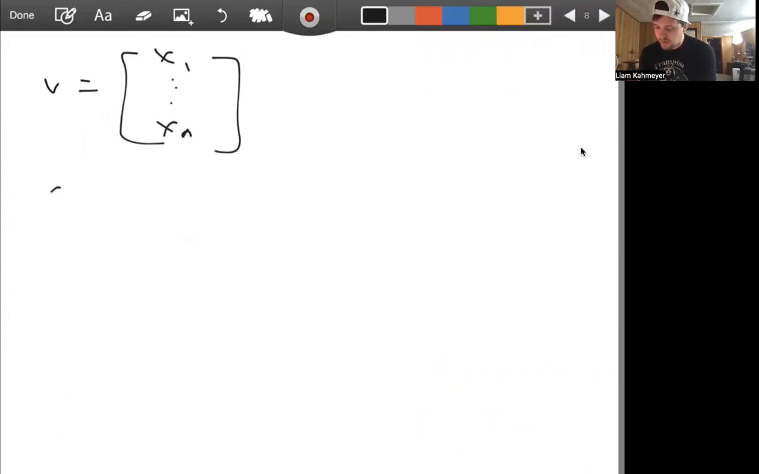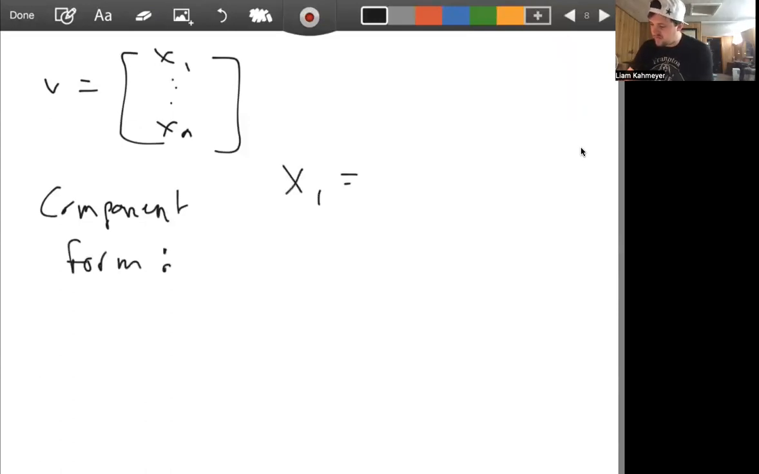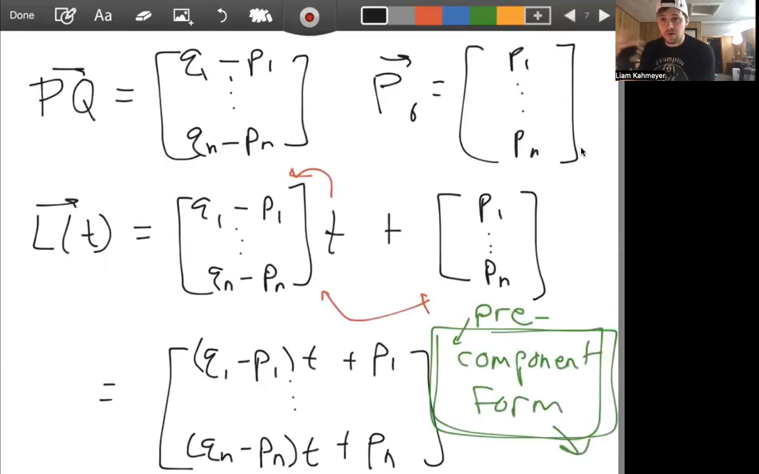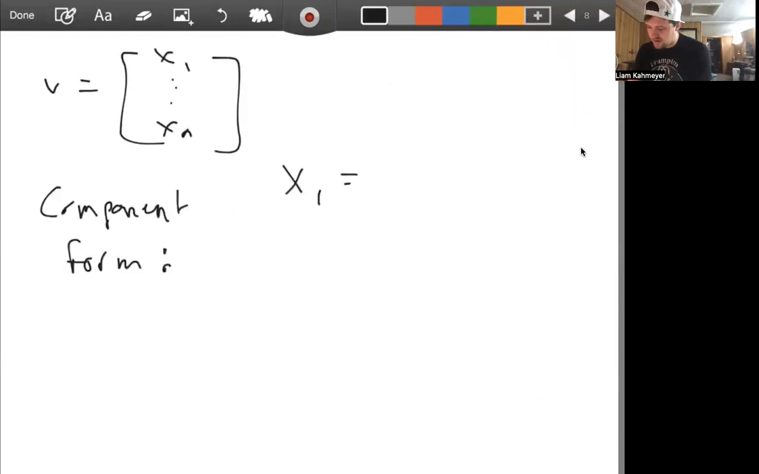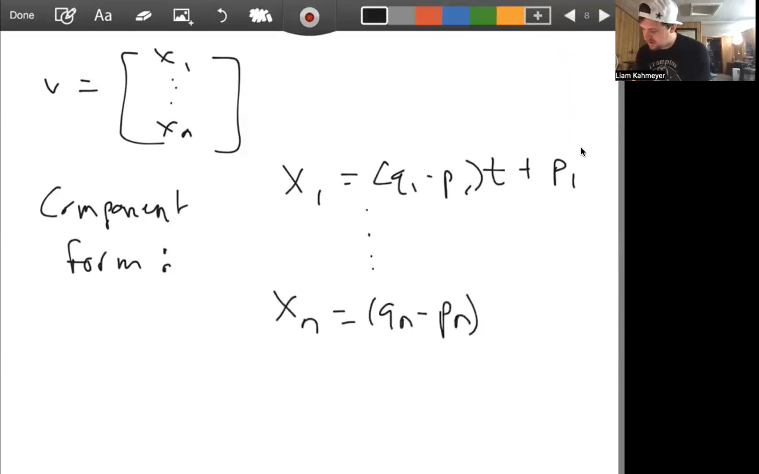And so truly what component form is, you set your variable x1 equal to the component for x1 in the vector equation here. So we would have x1 equals q1 minus p1 times t plus p1, all the way down to xn equals qn minus pn times t plus pn. And so this is really truly what component form is. And it makes sense, right? Because we have an equation for each component here.